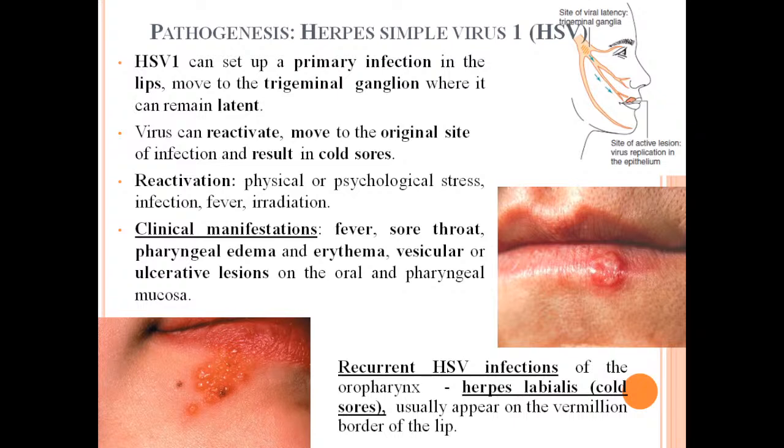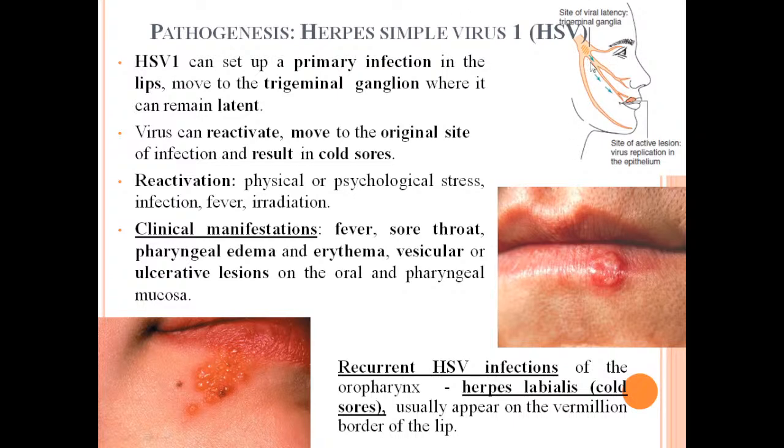Virus is left in the trigeminal ganglion for all of life. If a person is infected once, it is latent for life. Then, after some time, the virus can reactivate, move from the trigeminal ganglion to the original site of infection, the lips, and result in cold sores. It doesn't mean that the patient is infected once more. No, it's due to reactivation of the virus.